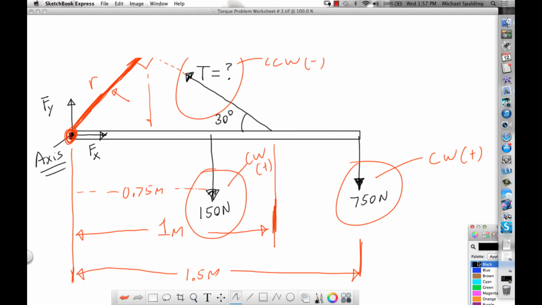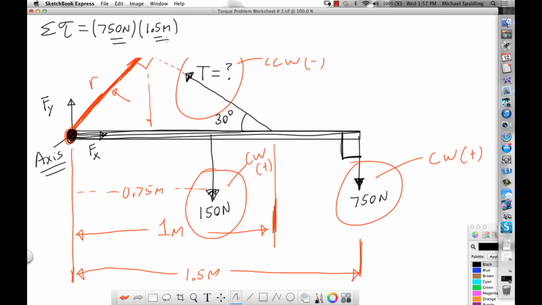Okay, so let's start with the positive torques. All right, so summing the torques, starting with this positive dude. 750 is the force. Okay, what's the perpendicular distance to that force from the axis? From the axis over here, what's this distance? 1.5. Is that perpendicular? Yep, so we're good. 1.5. These guys right here are perpendicular. They're good.